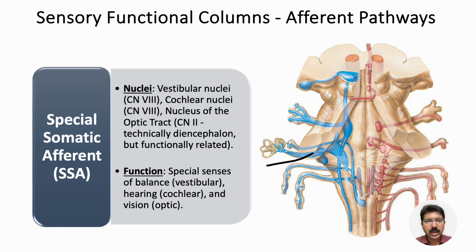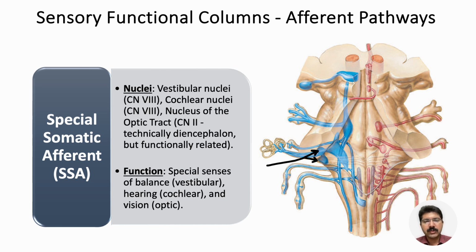The cochlear nuclei, also located in the pons and medulla, receive auditory information from the cochlea in the inner ear. These nuclei process sound information, allowing us to perceive different frequencies and intensities.